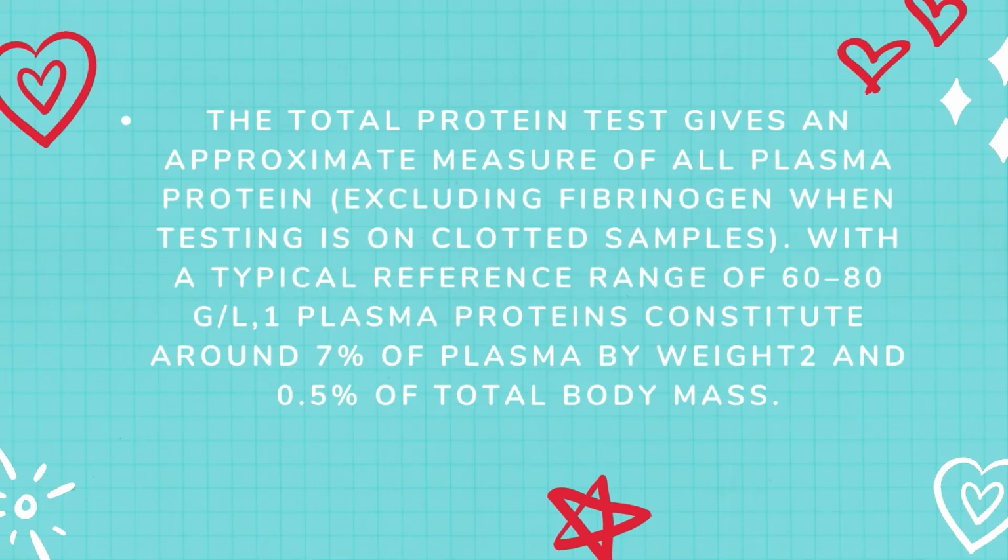The total protein test gives an approximate measure of all plasma protein. Well, this includes fibrinogen when the test is done on clotted samples. And the typical reference range is between 60 to 80, and the plasma protein will consist around 7% of the plasma and 0.5% of total body mass.